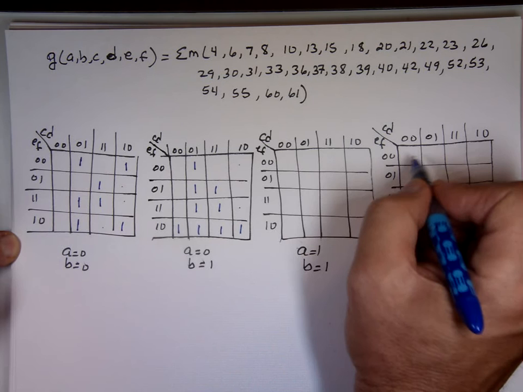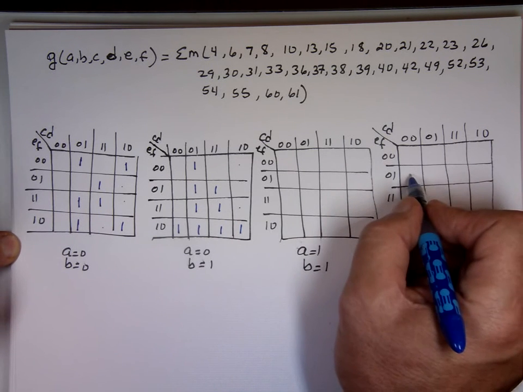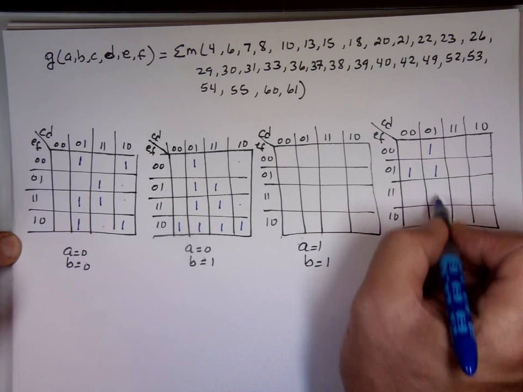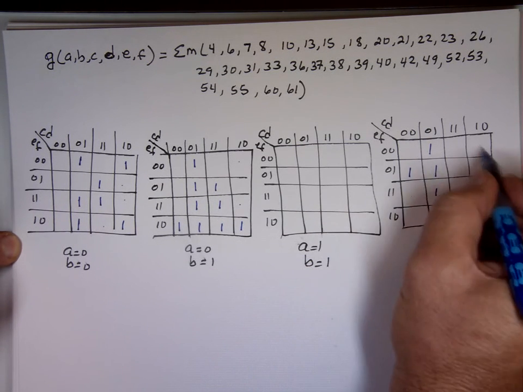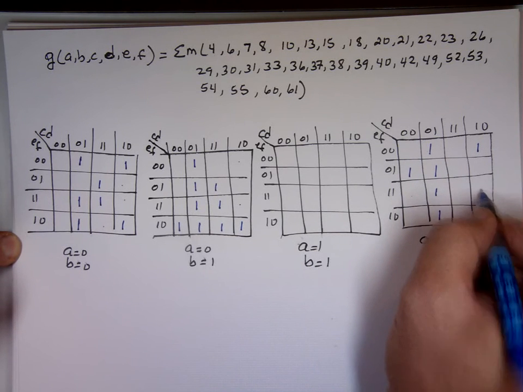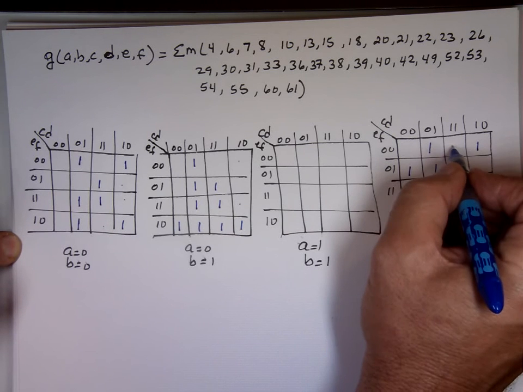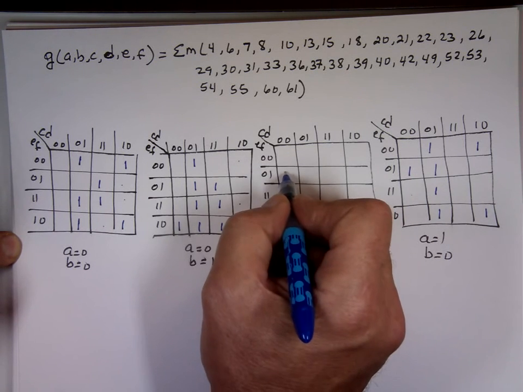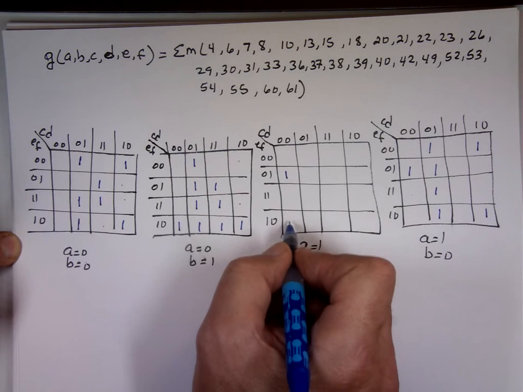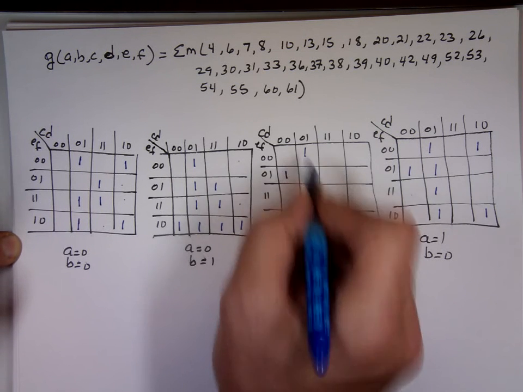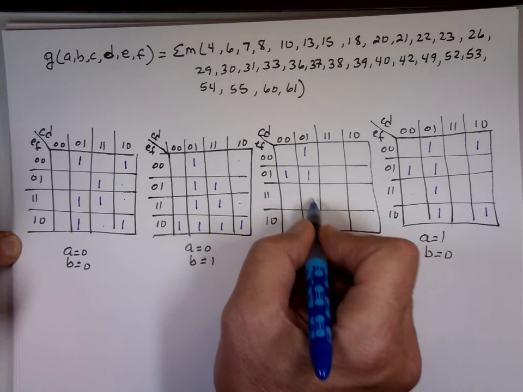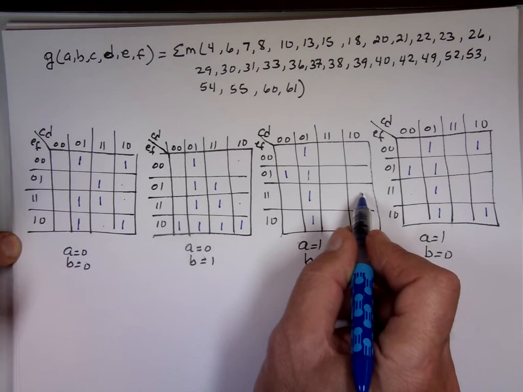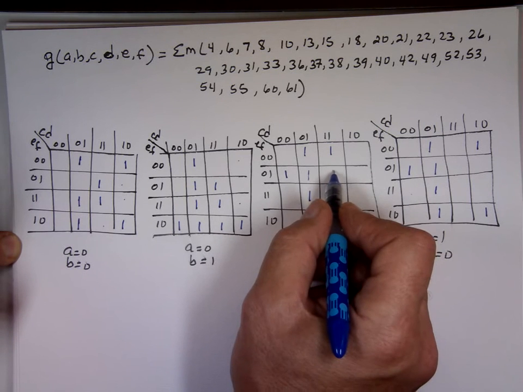32, no. 33, yes. 34, no. 35, no. 36, yes. 37, yes. 38, yes. 39, yes. 40, yes. 41, no. 42, yes. 43, no. 44, no. 45, no. 46, no. 47, no. 48, no. 49, yes. 50, no. 51, no. 52, yes. 53, yes. 54, yes. 55, yes. 56, no. 57, no. 58, no. 59, no. 60, yes. 61, yes. 62, that's it. 63, nope, that's it.